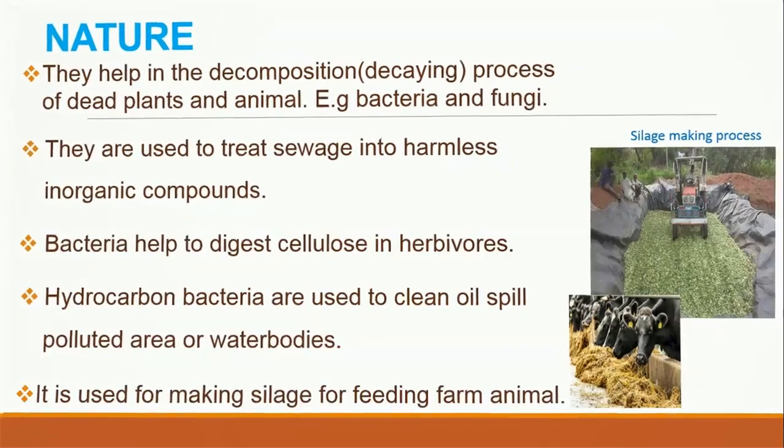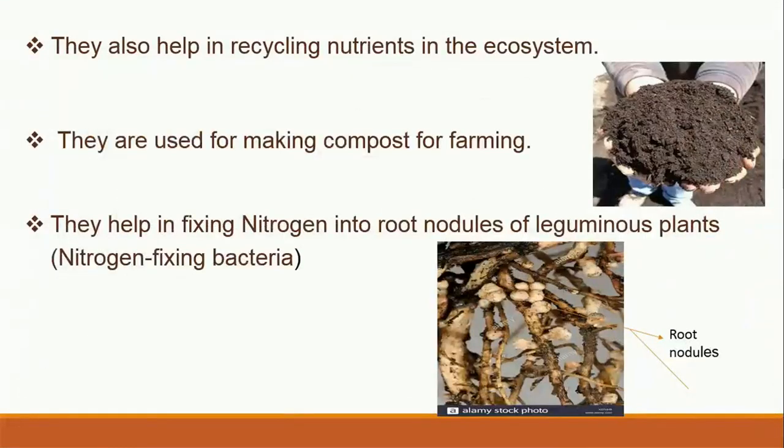The next point, which is number 6, is that they help in recycling nutrients in the ecosystem. During decomposition processes, certain nutrients are released into the environment, which can be recycled, such as carbon dioxide and water. These can go into the carbon cycle and the water cycle, and so are recycled. Then number 7, they are used for making compost for farming. Compost is also known as manure. This helps to improve the fertility of the soil.